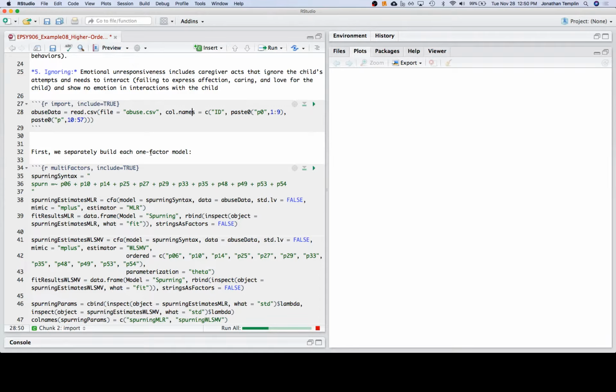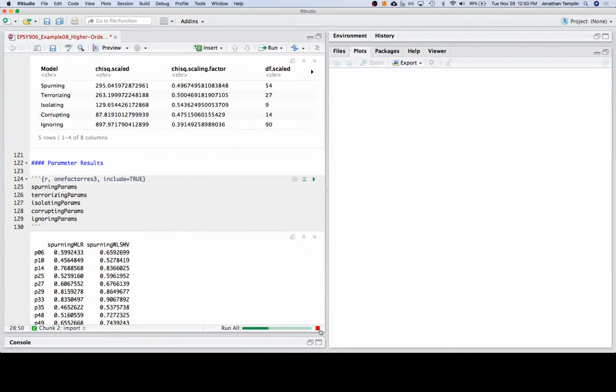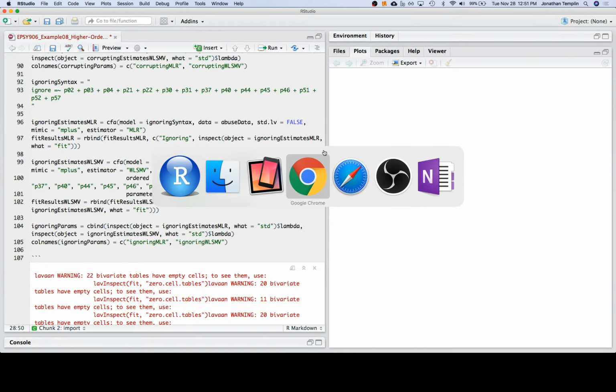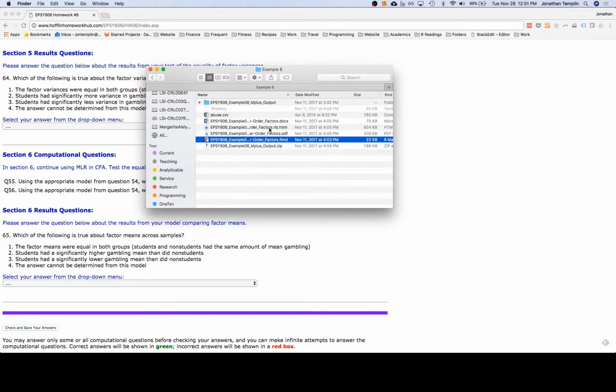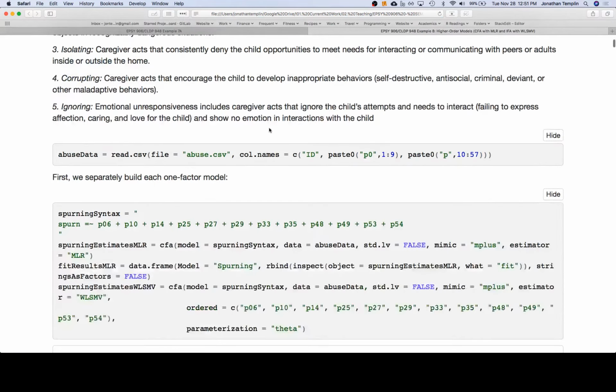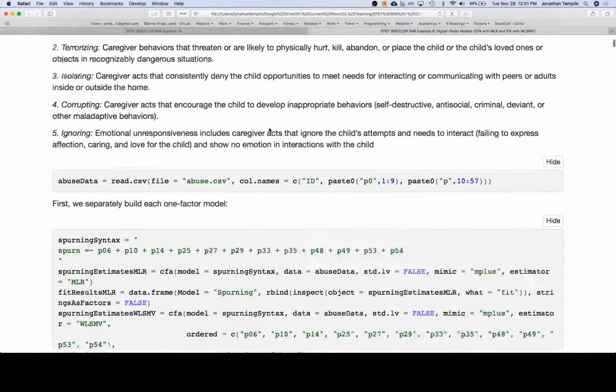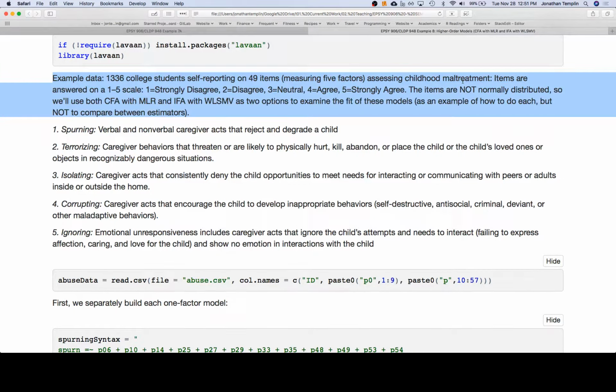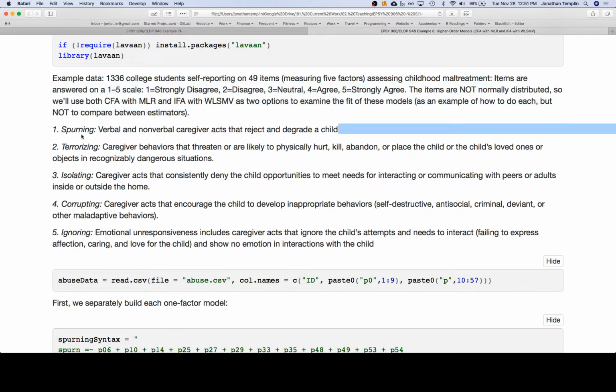Why are you working so slowly? Tell you what, we're going to go over to the HTML version of this, because I do have that already built. In the very first part, you'll see these 5 factors. These are college students self-reporting on 49 items assessing childhood maltreatment. How do you remember things were in your childhood? And there were 5 types of mistreatment, ways that you were neglected somehow.